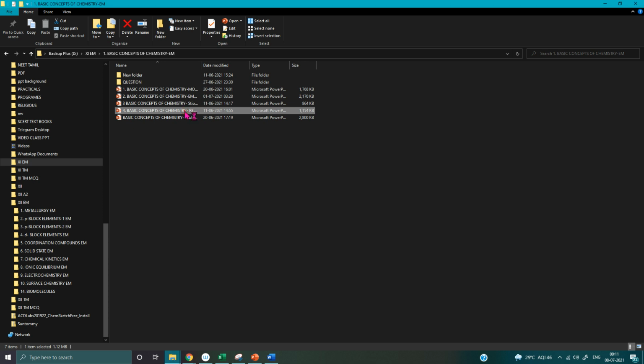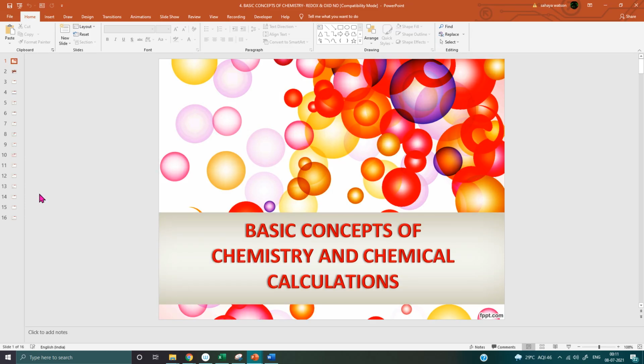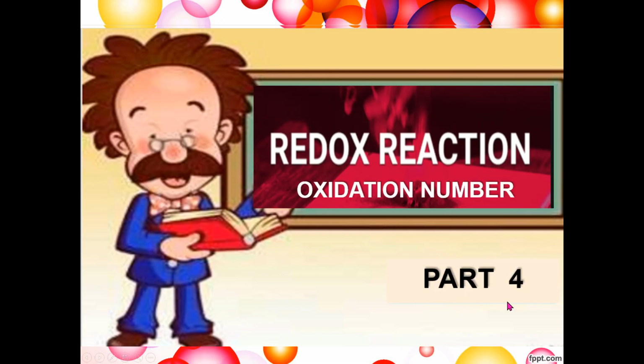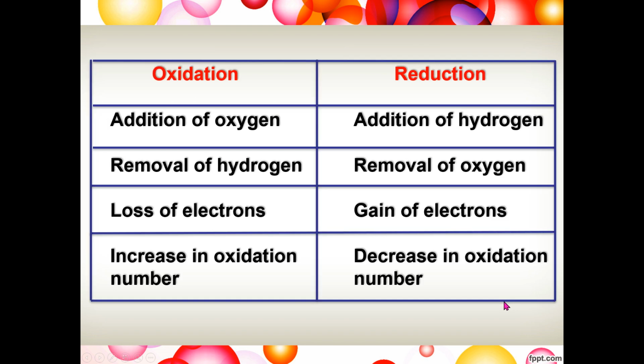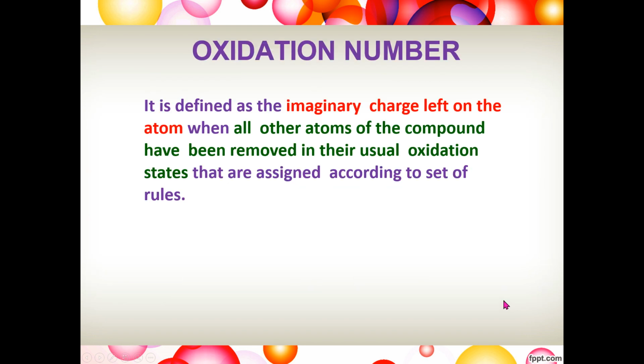So this is the PPT that I'm going to post, and you have to follow this PPT. First, redox reactions. Let me come later to this concept. Now I'm moving to the oxidation number. So what is oxidation number? It is an imaginary charge left on an atom. Let me take an example.